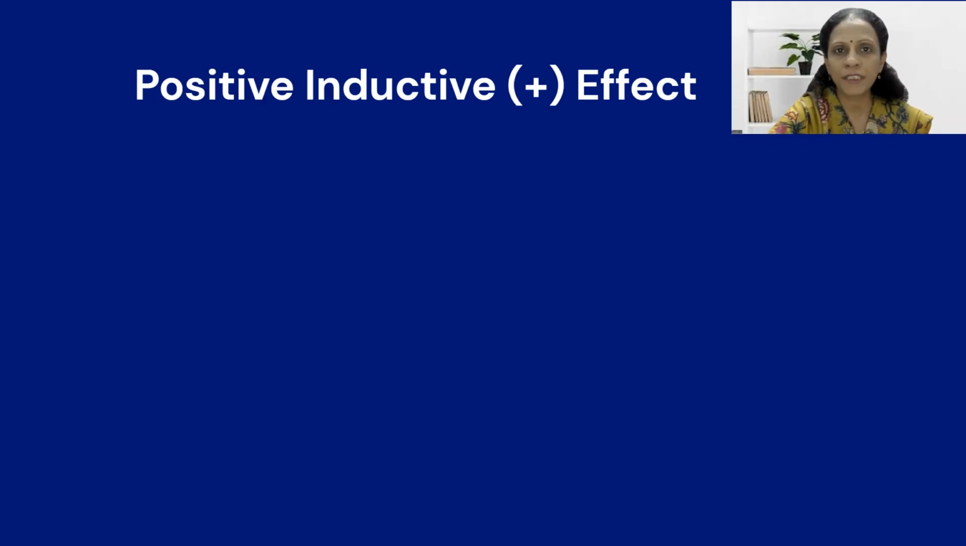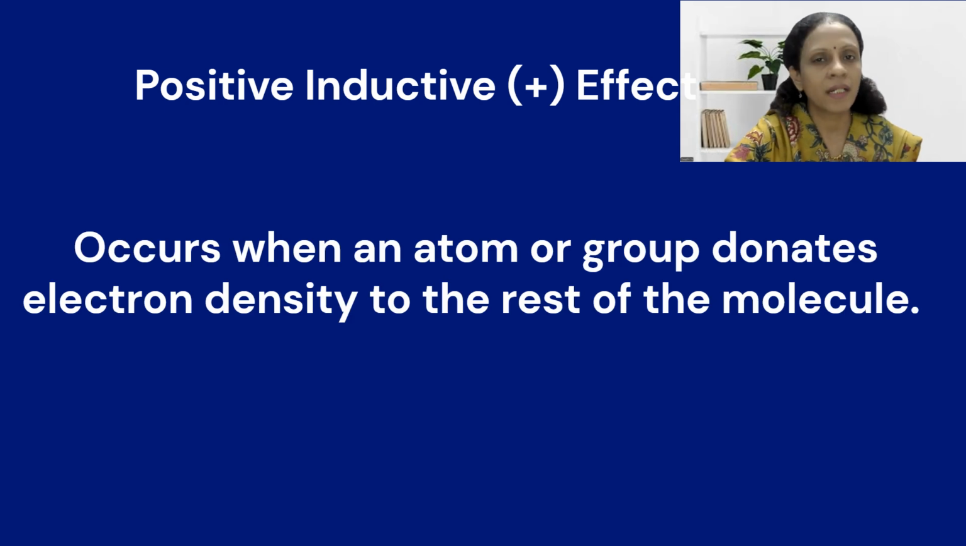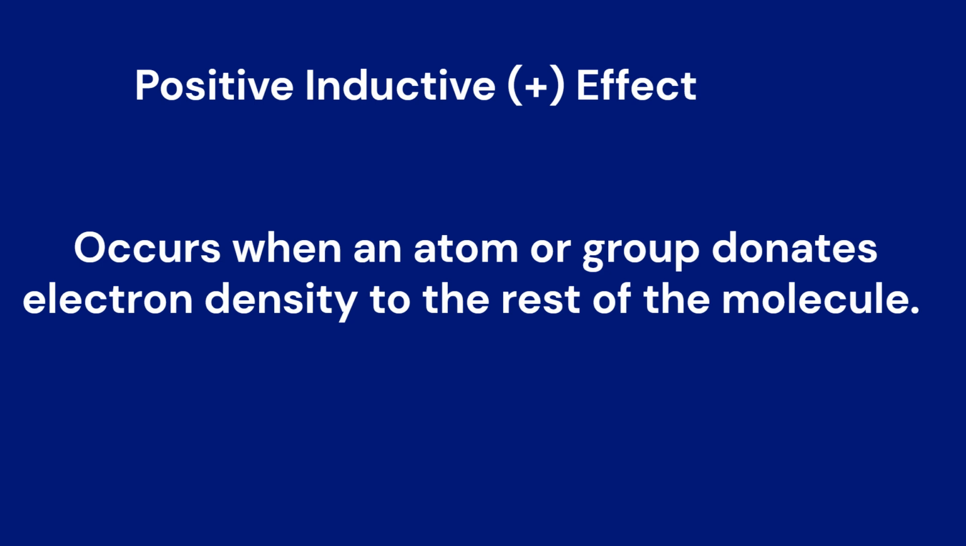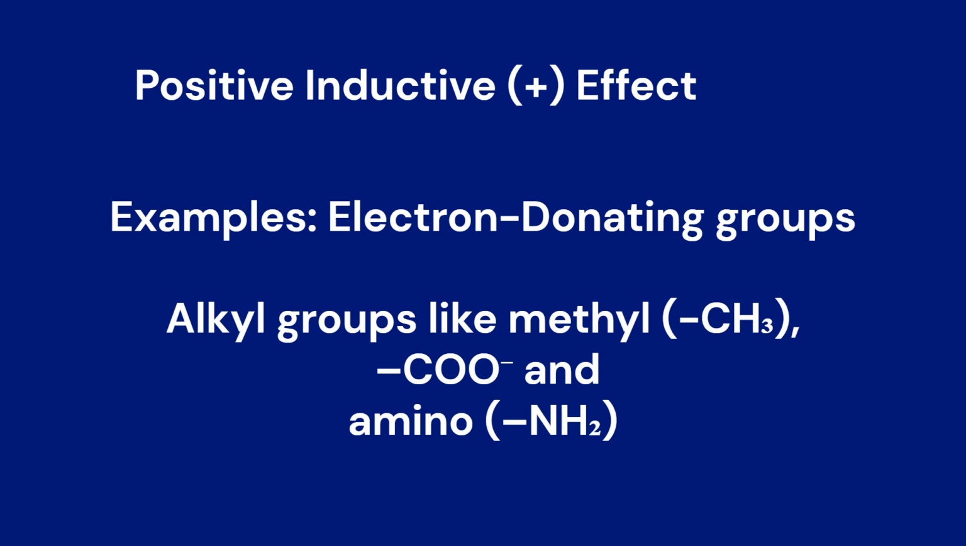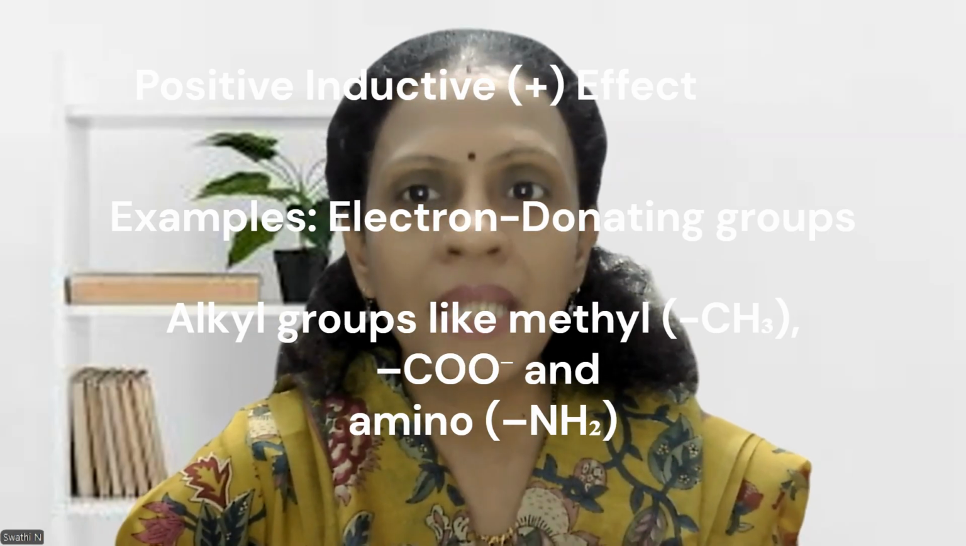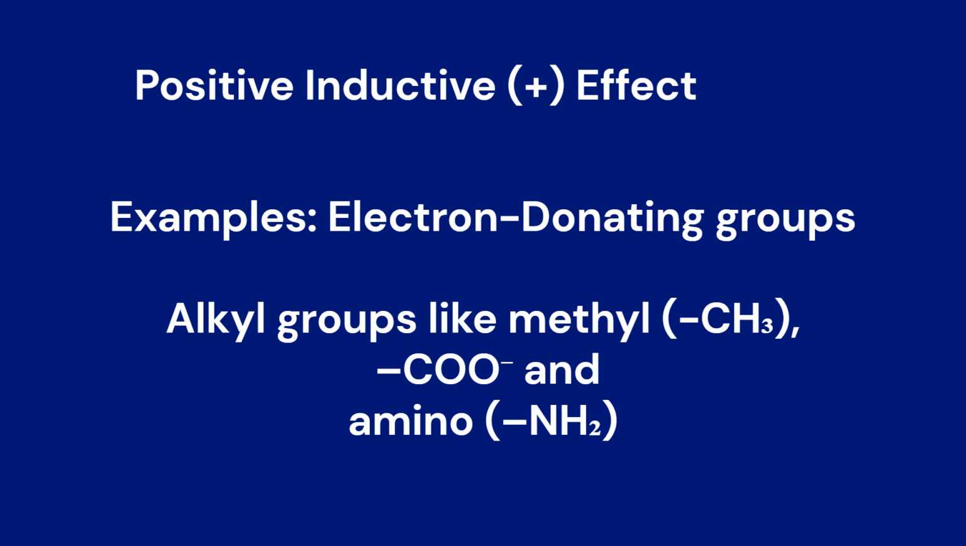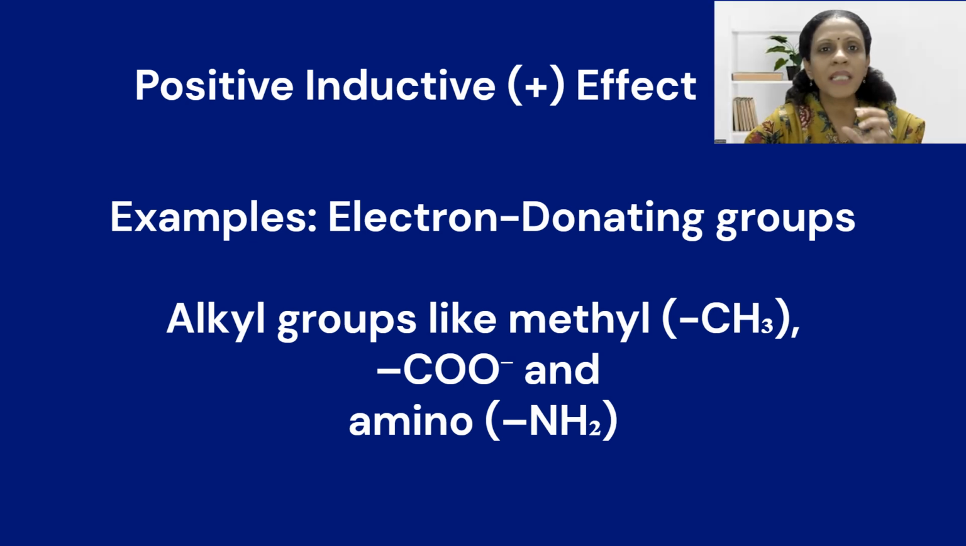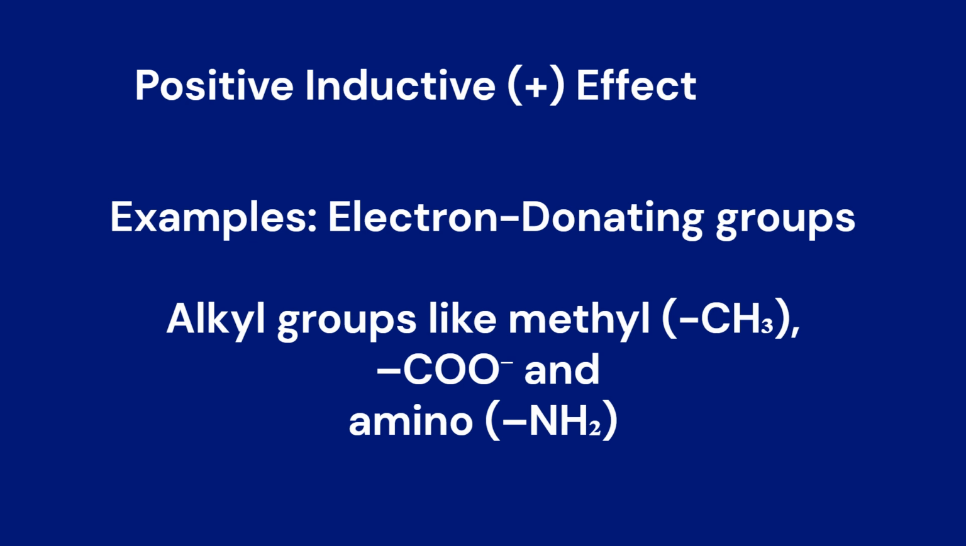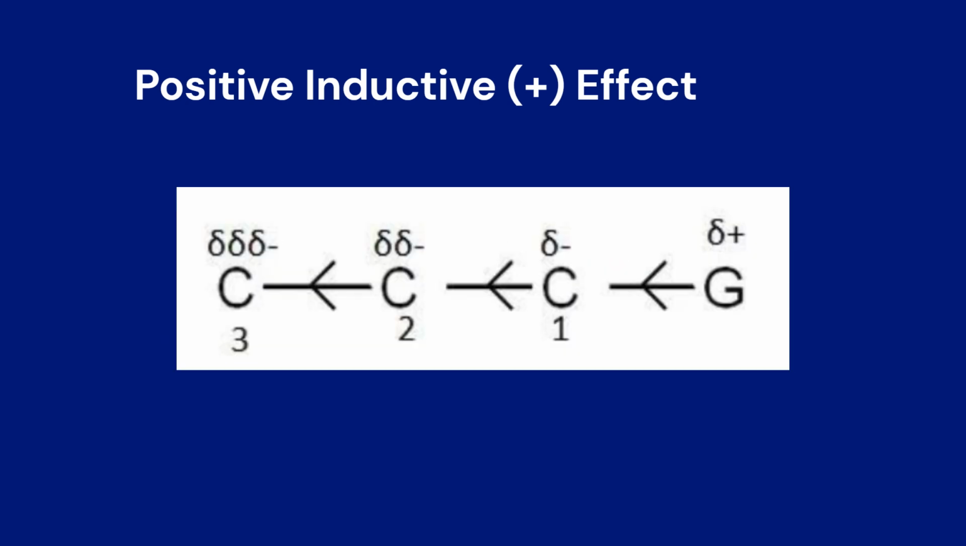The second type is positive inductive effect. This occurs when an atom or group donates electron density to the rest of the molecule. Whenever a molecule is having electron donating or releasing groups, such as alkyl groups, for example, methyl, ethyl, propyl, or groups like carboxylate, that is COO minus groups, and also amino groups. So these are examples of electron releasing groups. So whenever electron releasing groups are present in the molecule, they will release the electrons or donate the electrons to the rest of the molecule.